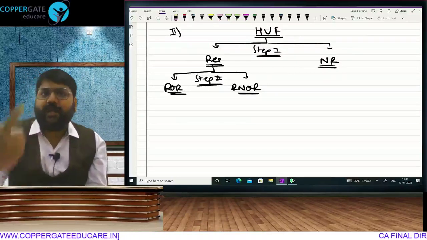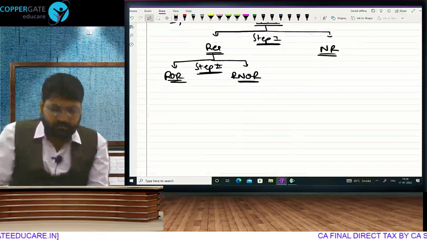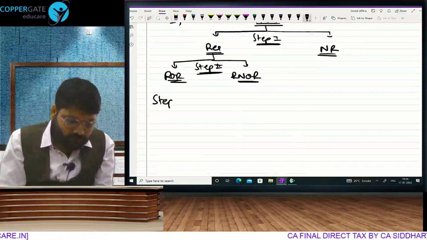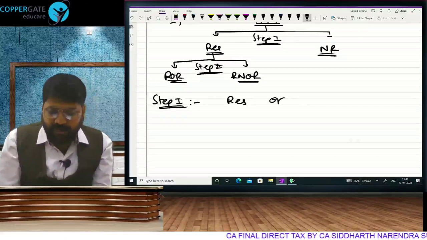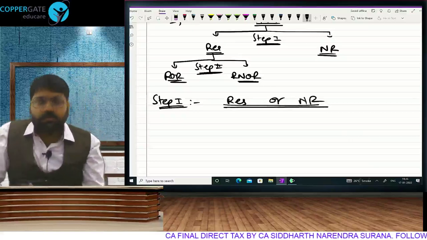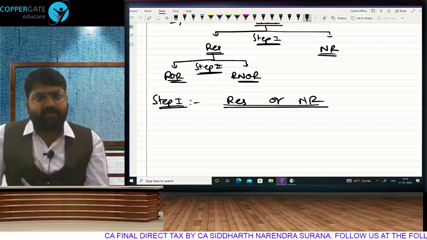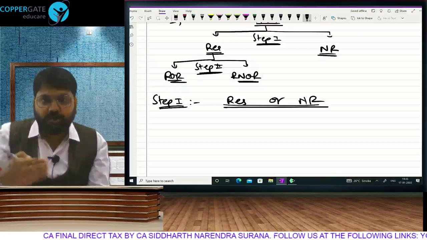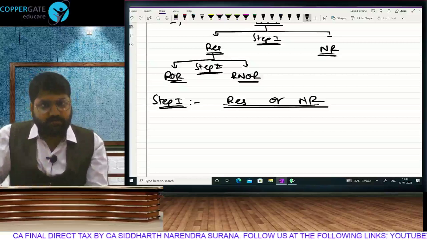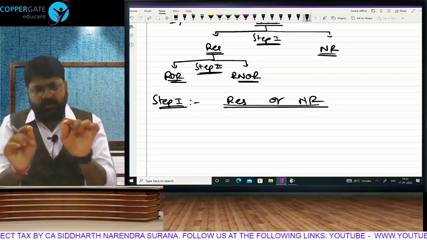So, what is the step number 1 for classification of HUF? We will classify HUF into resident or non-resident. And when will we perform step number 2? Only if the result of step 1 is resident. Very good. So, answering these questions indicates that you are also understanding what I am talking. Now, do you have little brain? Little, huh? Not too much. Little only required.